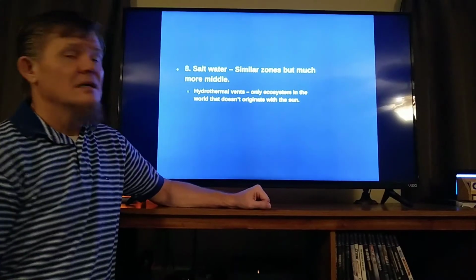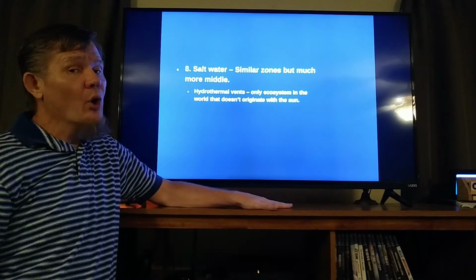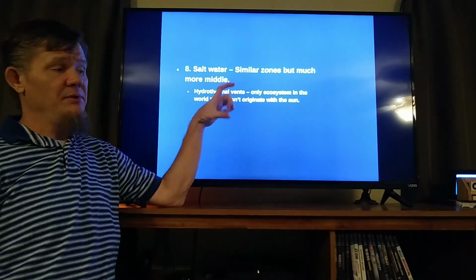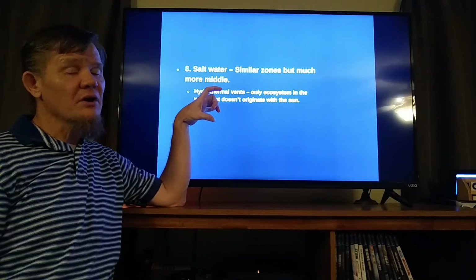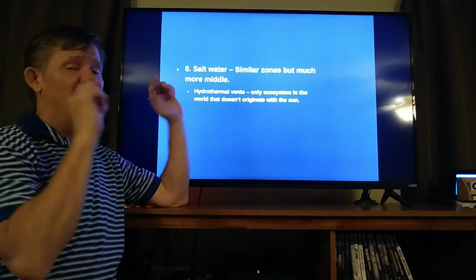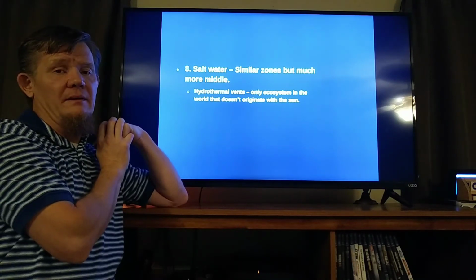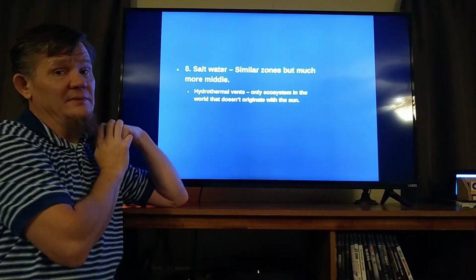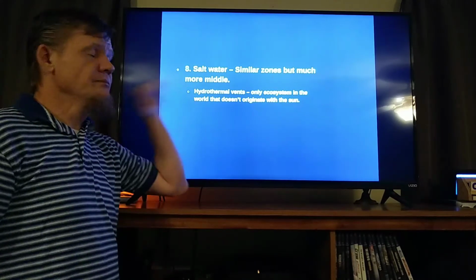Saltwater habitats, the zones are similar, but they're a heck of a lot larger. There's just a lot more middle. We still have the top of the middle that can support photosynthesis, but is too deep for plants to grow. We still have the edge. The edge is shallow enough that plants can grow. And then you've got the bottom, the aphotic. Way more middle.